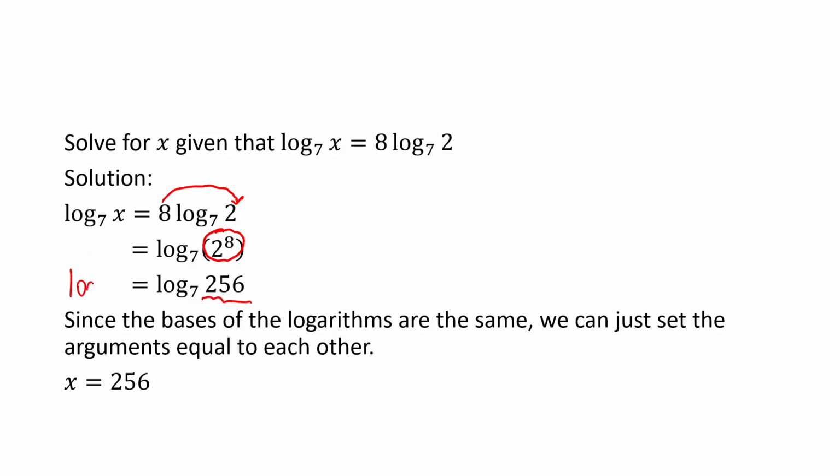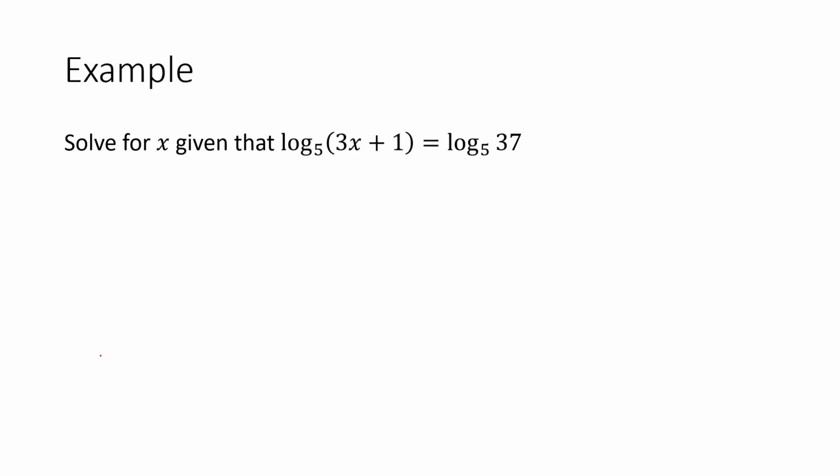So we have log base 7 of x equaling log base 7 of 256. Since we have the same log, same base on both sides, we can just focus on the arguments, and we can say, therefore, x is equal to 256.